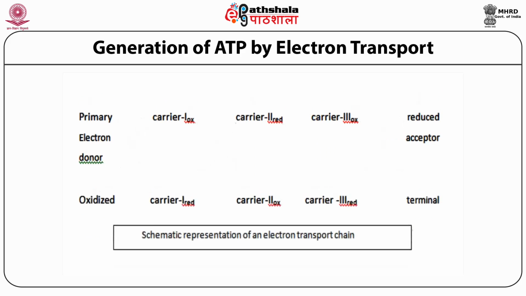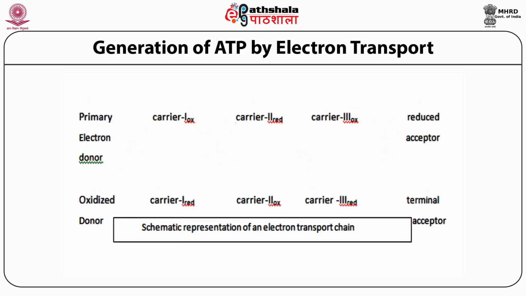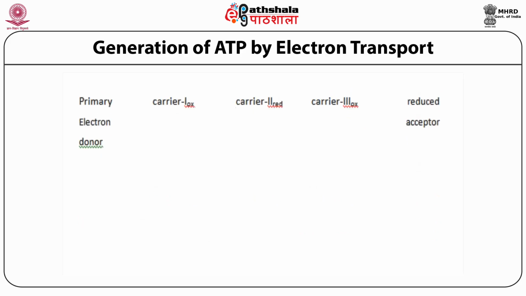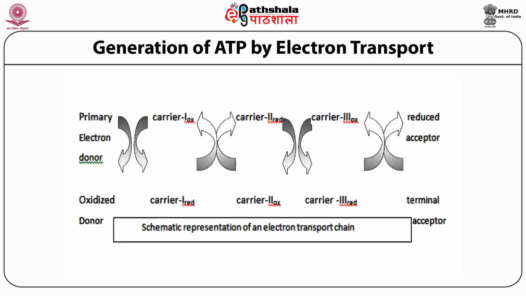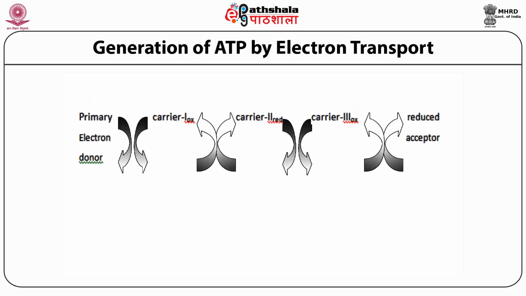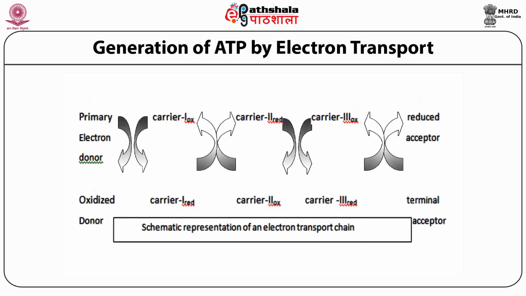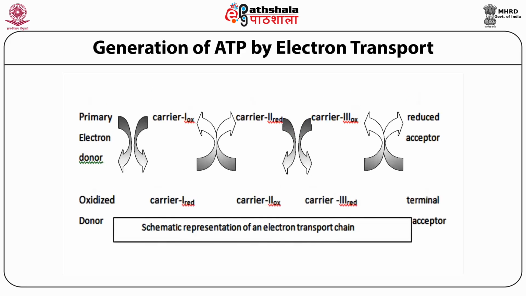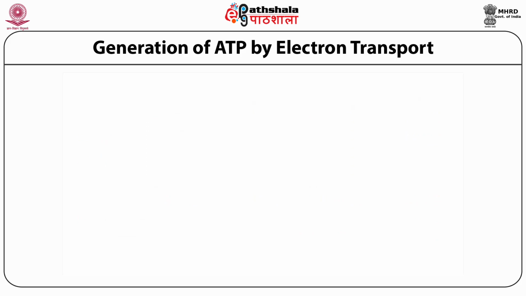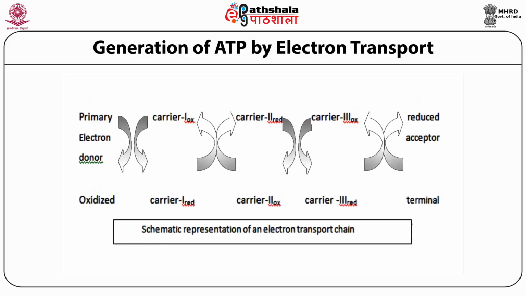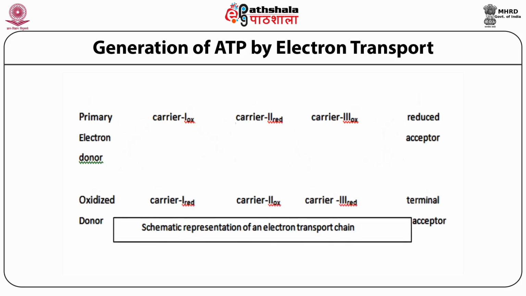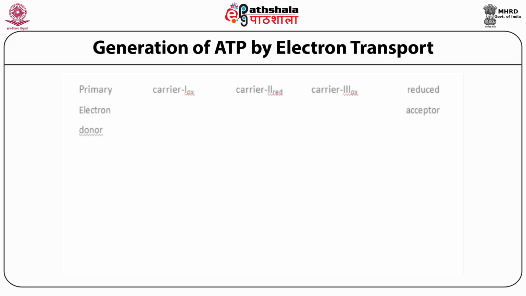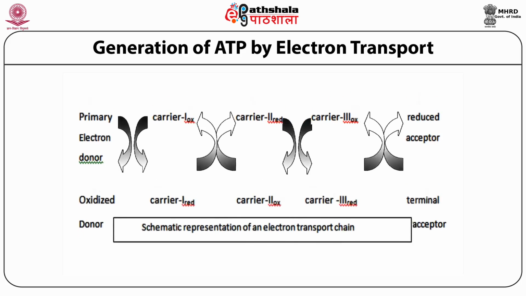F1 is a spherical structure composed largely of alternating alpha and beta subunits. The 3 active sites are on the beta subunits. The gamma subunit extends upward through the center of the sphere and can rotate. The stalk, that is the gamma and epsilon subunits, connects the sphere to F0, the membrane-embedded complex that serves as a proton channel.